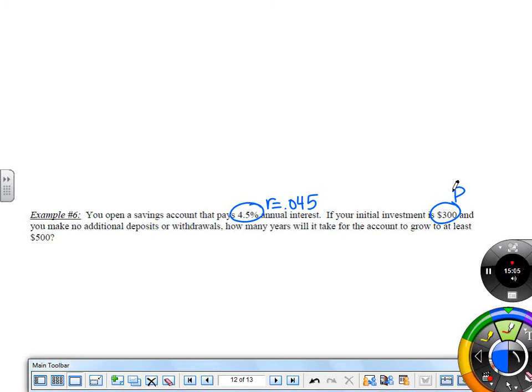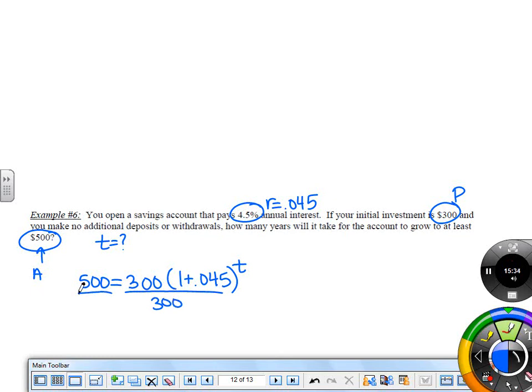So this time, T is the question, and we want to know when it's going to reach 500, so that's our ending amount. So we have that we want $500 to be the ending amount. If we're starting with $300 with a 0.045 interest rate, we want to know how many years that's going to take. So what we would do is we would take 500 and divide it by 300. That would be my first step here. And we get a value of like 1.6 repeating. And this is 1.045 to the t power.